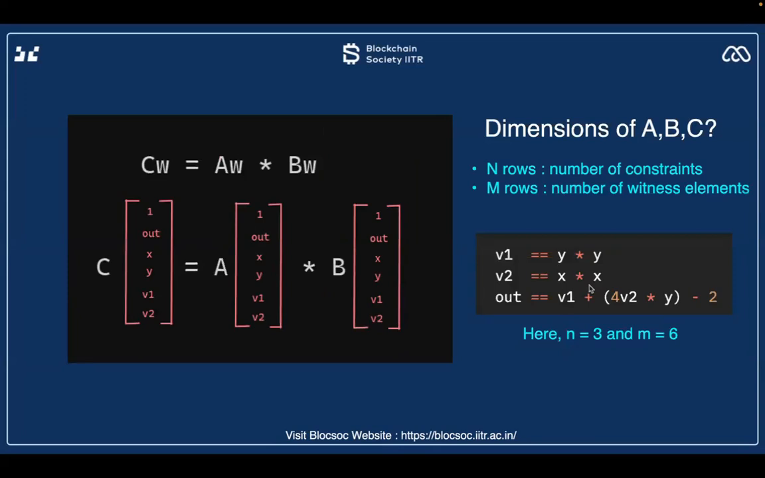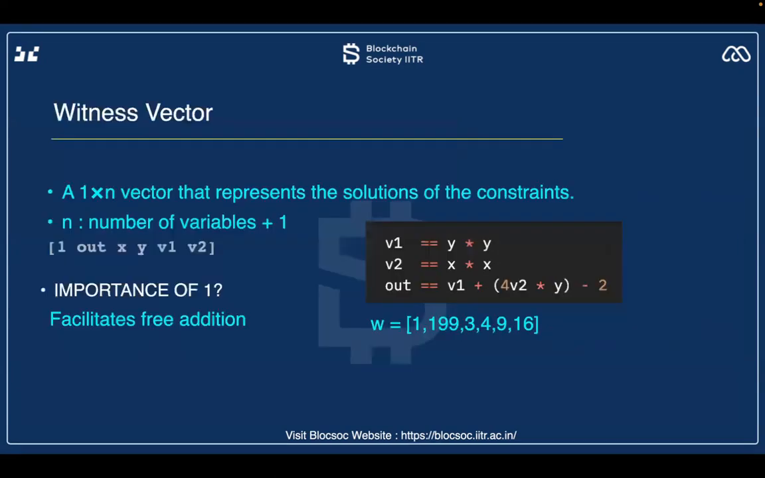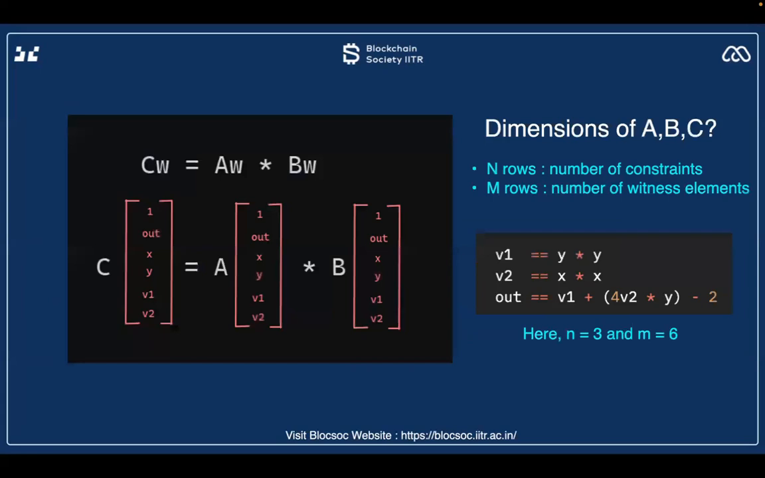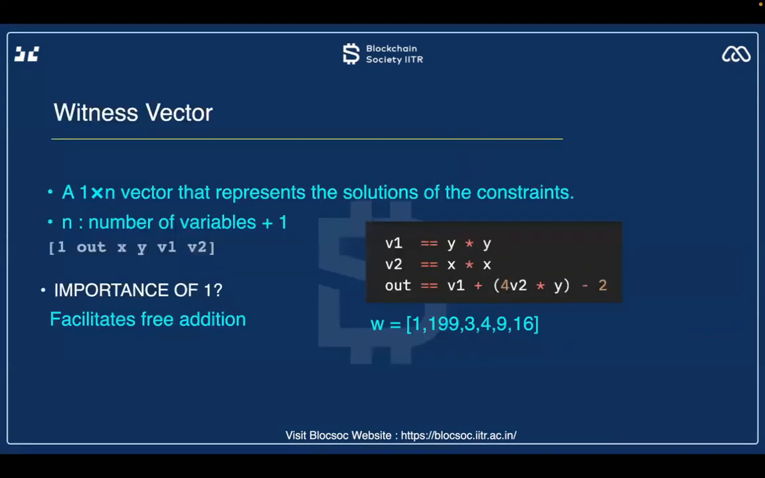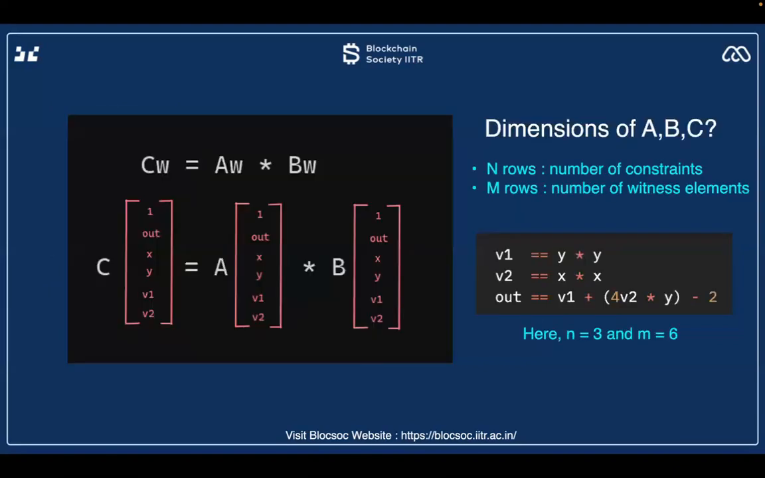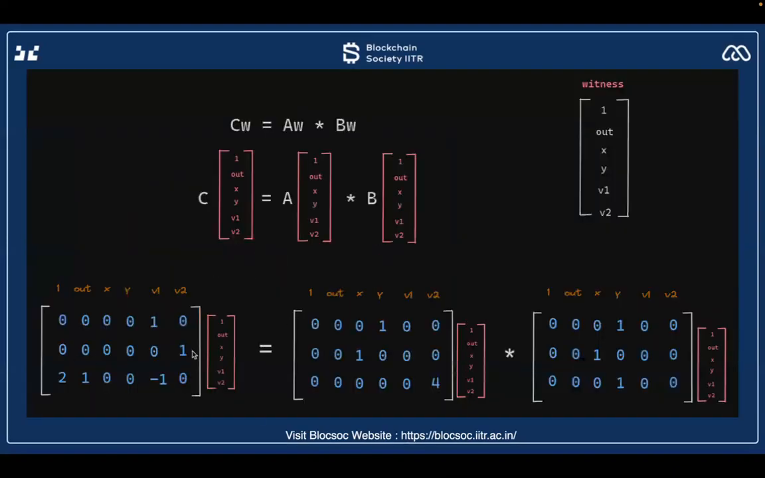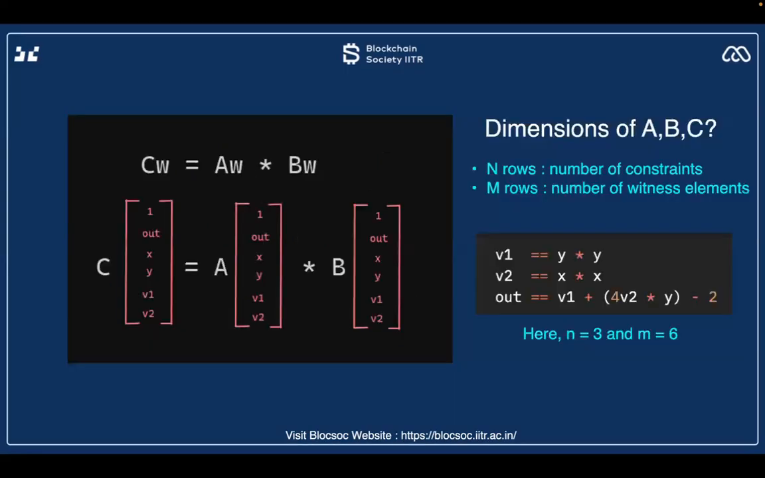Okay, so let's see how we can convert this second constraint into the vector form. We have v2 here, and the v2 position in the witness vector is the last. So in the matrix C, the second row will only have one at the last position, that is v2, and all the other elements will be 0. Let's check it. Yes, it's true. You can see there's only a single one here, and rest of all elements are 0.